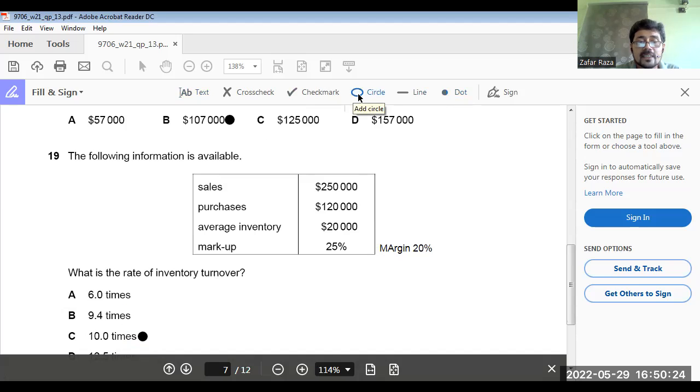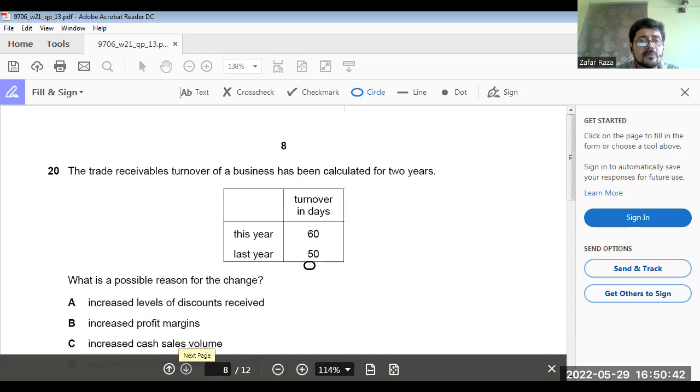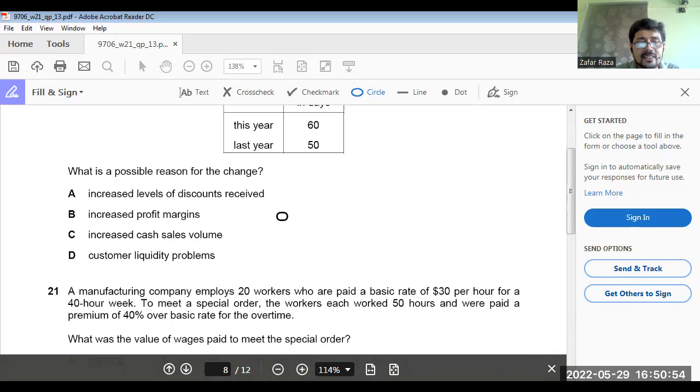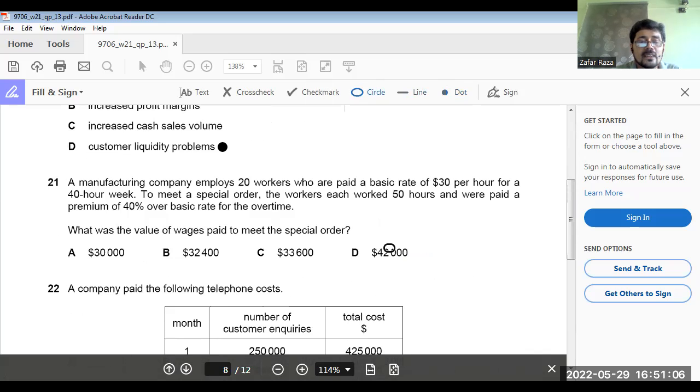One thing: this 25% markup and 20% margin relationship holds only for this case. When markup is 25%, margin is 20%, and when margin is 20%, markup is 25%. Please do not depend on this trick for other calculations of margin and markup. Got it? Question number 20. The trade receivable turnover of a business has been calculated for 2 years. This year it is 60, last year it was 50. Turnover has increased. So what could be the possible answer? Increased sales discount, profit margins, sales volume? No, liquidity problems. Yes, option D should be the answer. No other answer is valid for this.